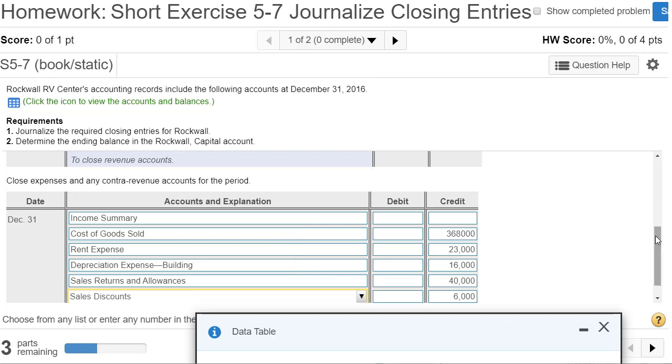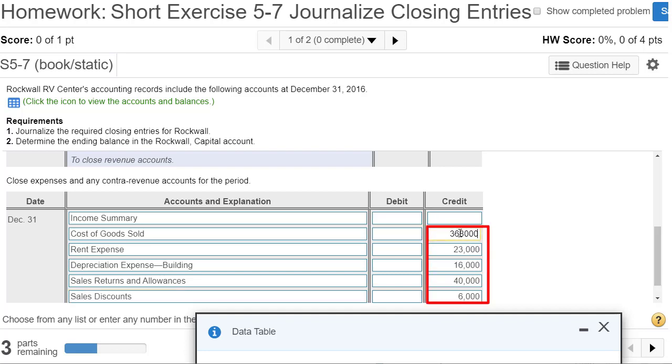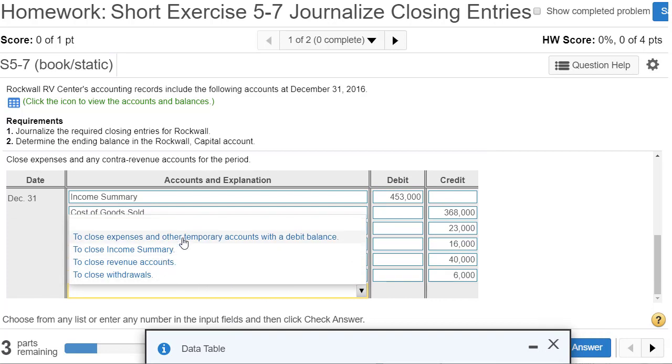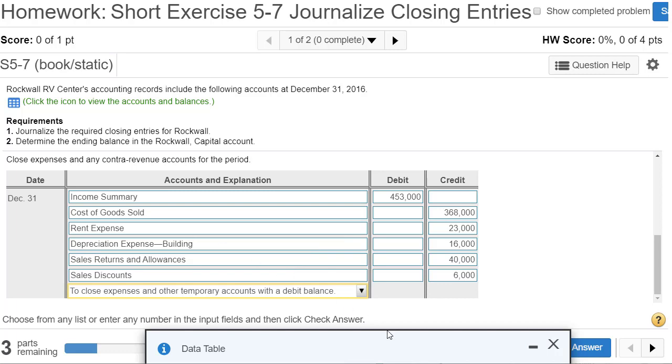So I'm done closing our contra revenue accounts and our expenses. I'm going to add these up to make this easier to read for you. Just put in a comma. It's not necessary, of course. So I'm going to add up these, and I get 453,000. I'll put the comma in there to make it easier for you to read. And don't forget our explanation to close expenses and other temporary accounts that have a debit balance.